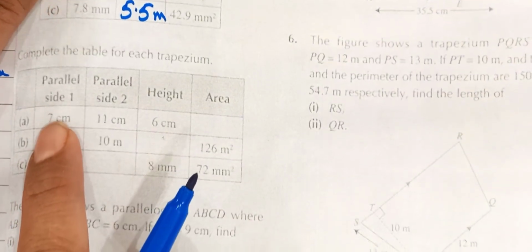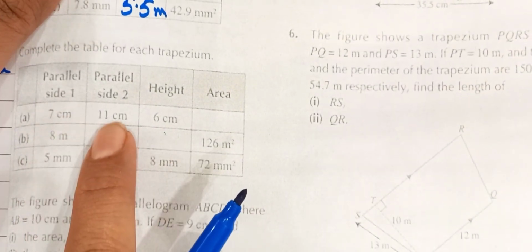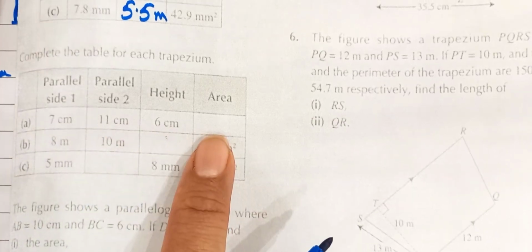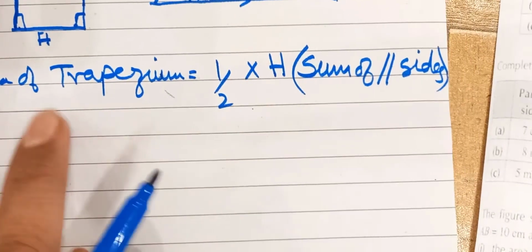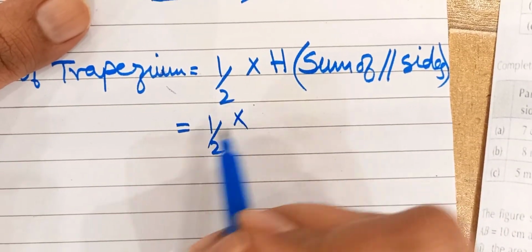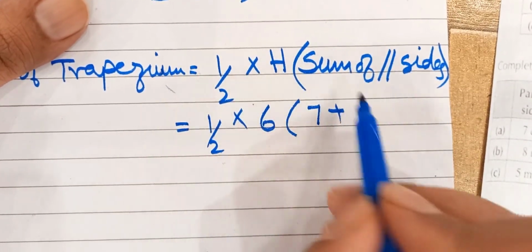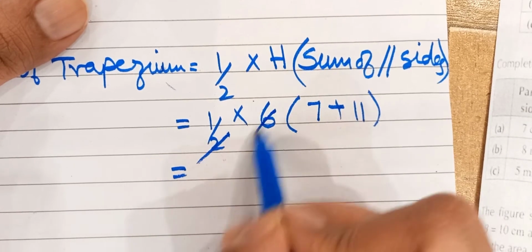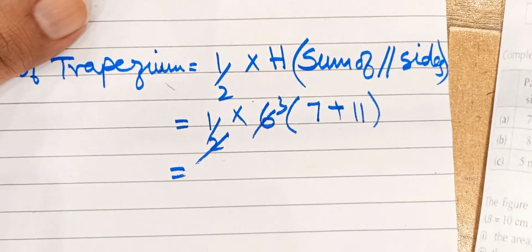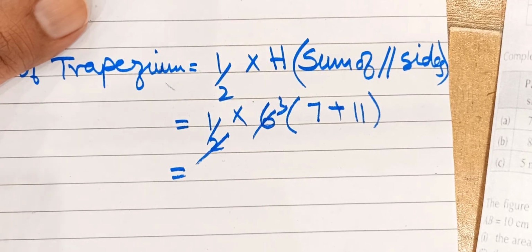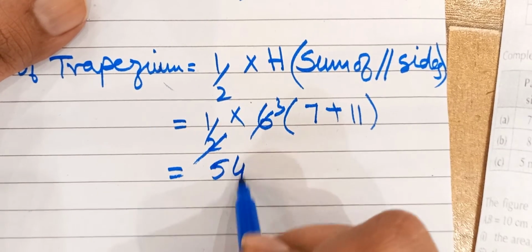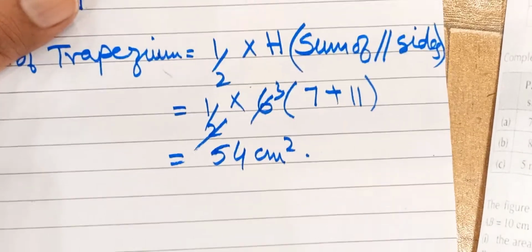Question part 1: the first parallel side is 7, the second parallel side is 11, and the height is 6. We have to find the area. This is a very simple question. Area is 1 by 2 into height, which is 6, into the first parallel side 7 plus the second 11. When I solve it, the answer would be 54 centimeter square. This is part 1.